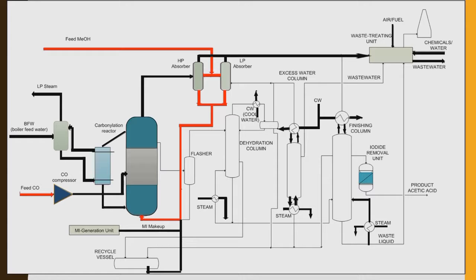The reactor cooler generates lower pressure steam by recovering the reaction heat, which is used as a heat source of the distillation unit. Catalyst retention in the reactor is almost 100%.